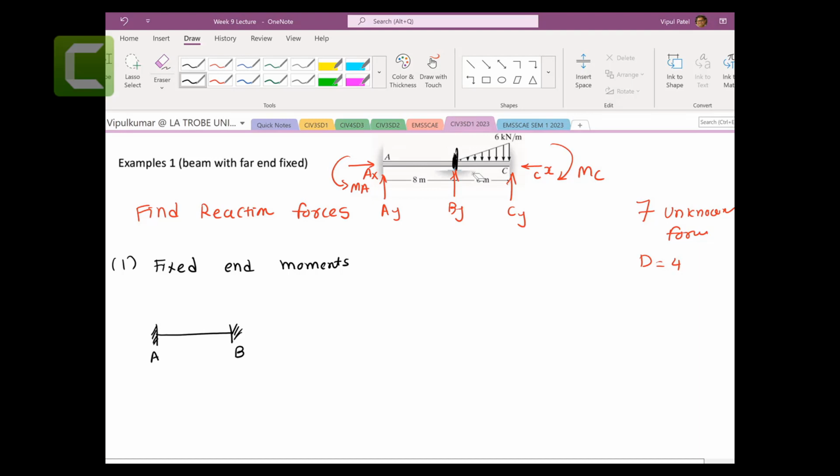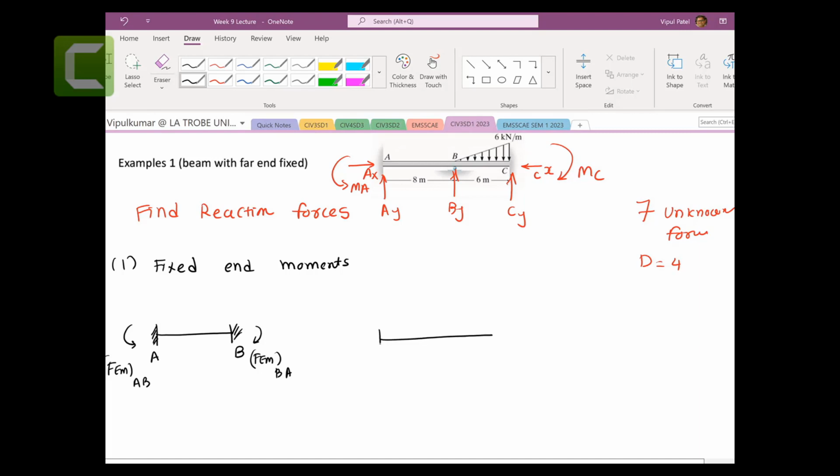You remember the theory for the clamp. So we make B fixed, and we have fixed end moments at AB here and fixed end moments at B. And you know this theory saying that we don't want any forces coming onto the members.